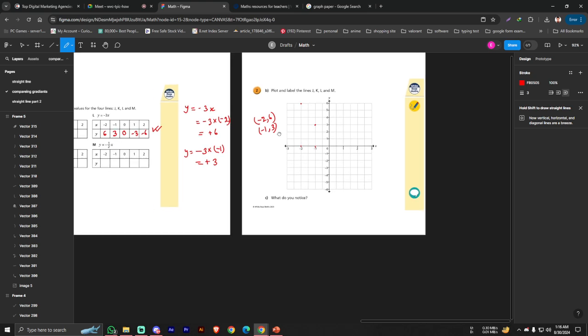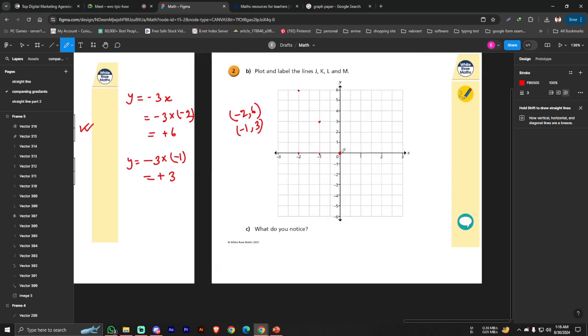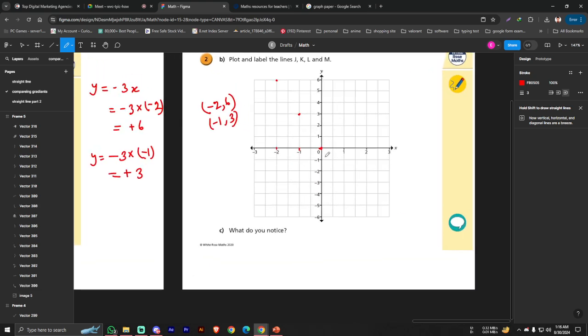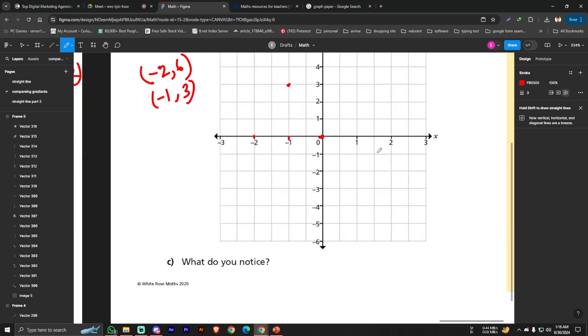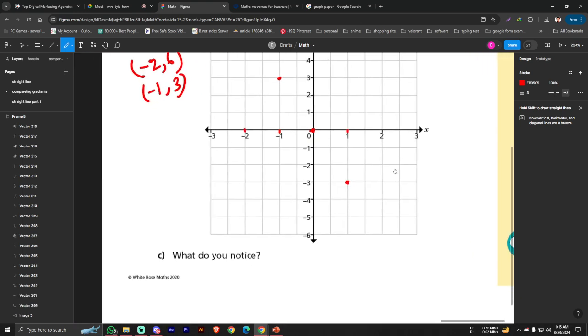Okay, so next comes 0, 0. 0, 0 is here, nothing to calculate. That means 1, -3. 1 is here, -3 is downwards here. Then comes 2, -6, that means here.